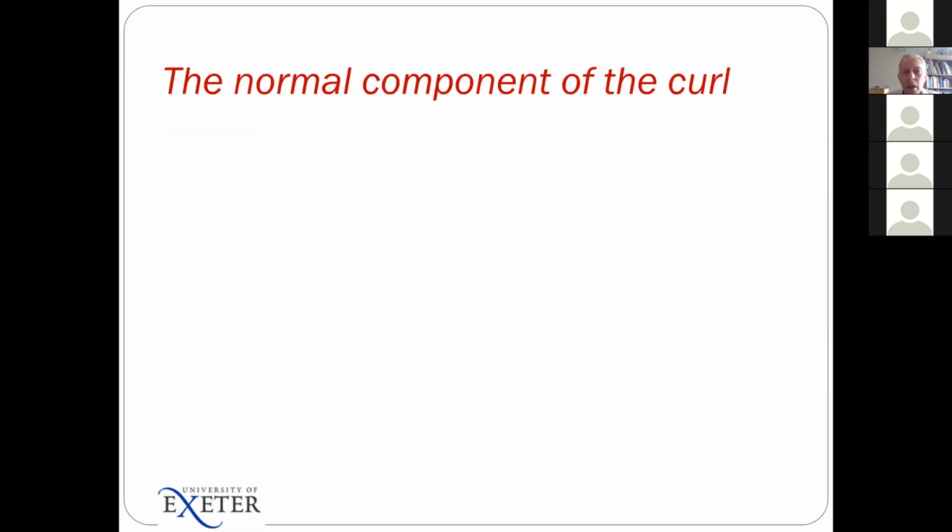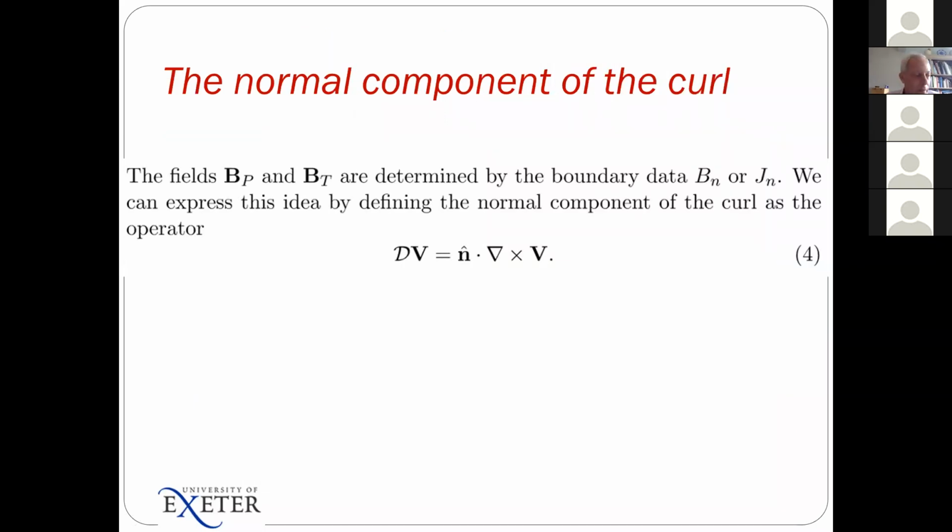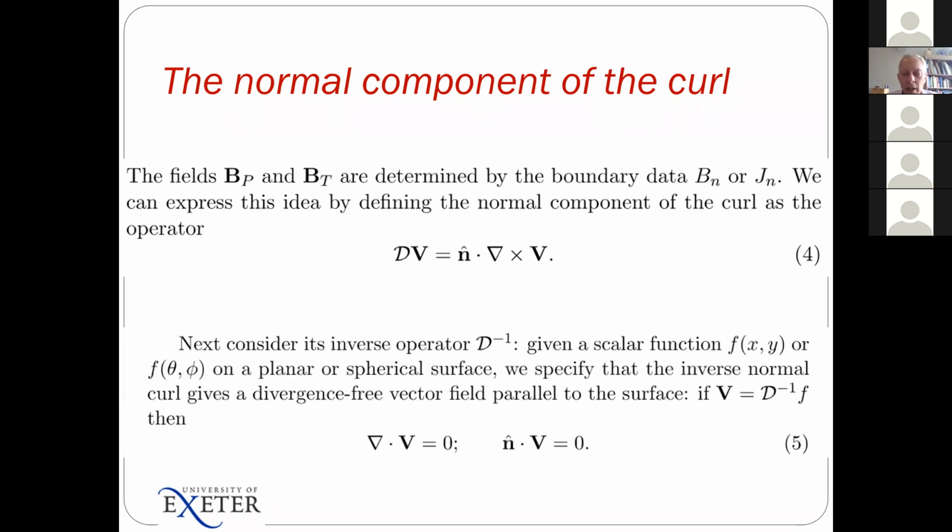Here you go into this a little bit. I'll leave the equations in the PowerPoint file if you want to look at them, but I won't say too much because I'll have to go too quickly through them. But the basic idea is you need a normal component of a curl and call that an operator, and try to invert it.